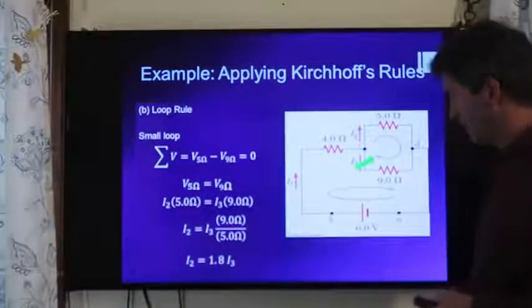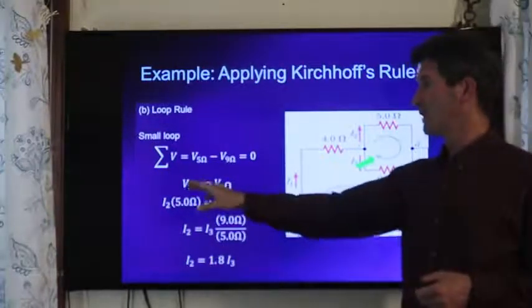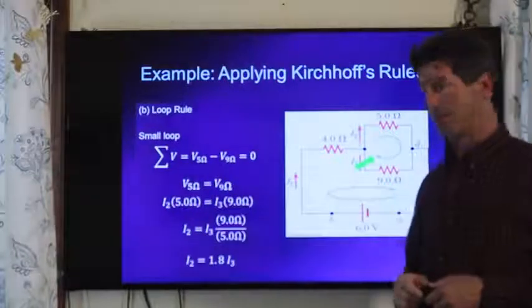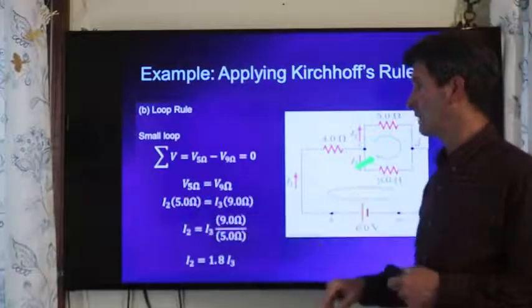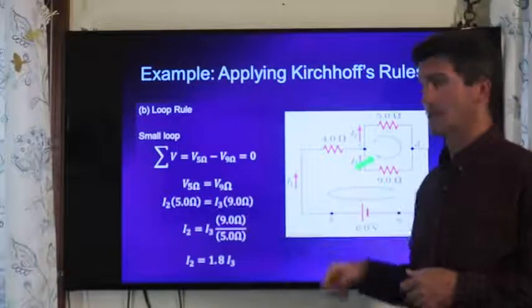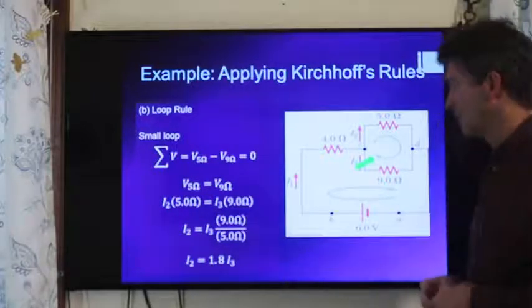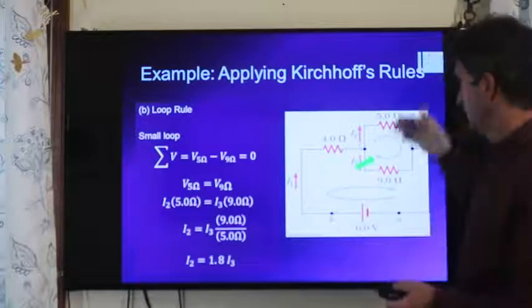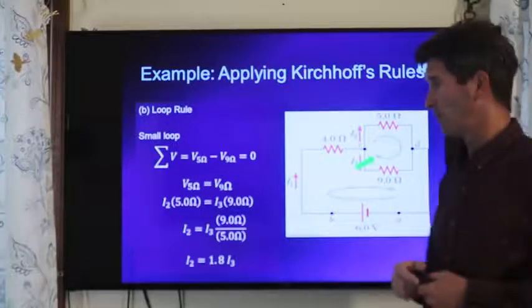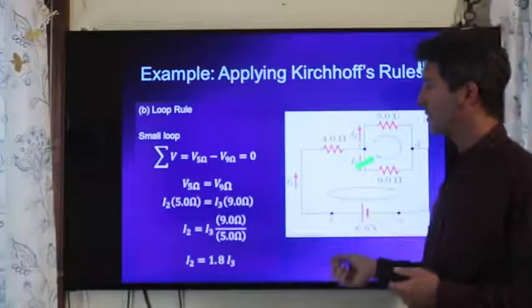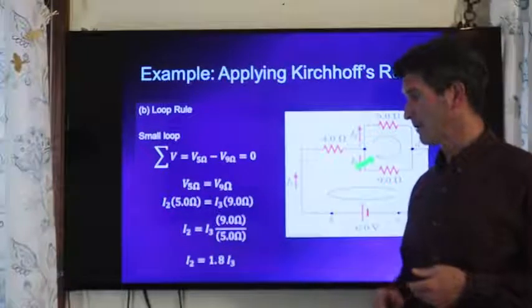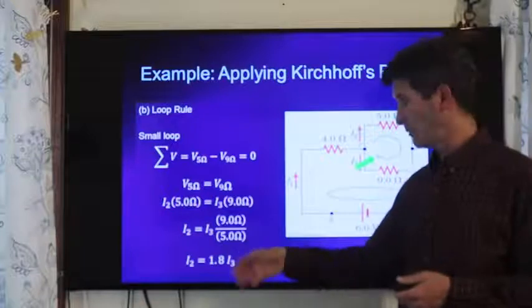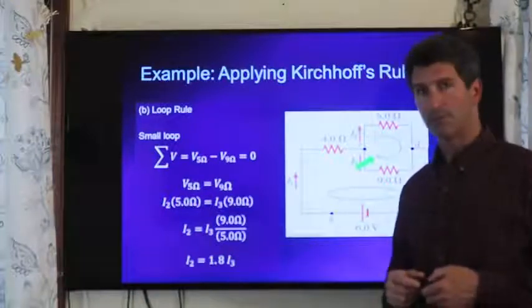That's absolutely fine. We basically see that the voltage drop between each of these is going to be equal and opposite. Okay? I2 times 5 ohms is going to be equal to I3 times 9 ohms. And that really balances the voltage on top and the bottom. We knew that already. Solving for I2, we get that I2 is equal to I3 times 9 divided by 5. That means that I2 is equal to 1.8 times I3.